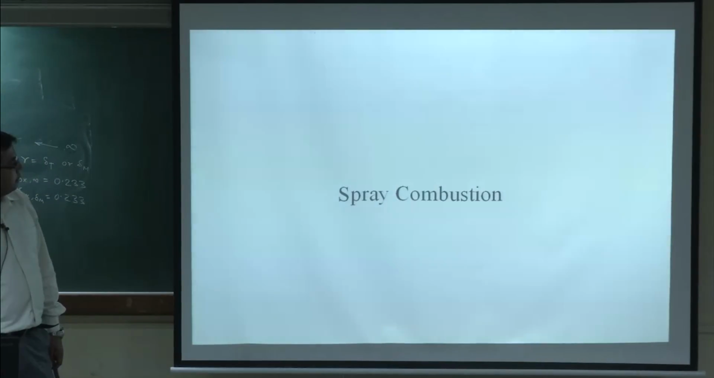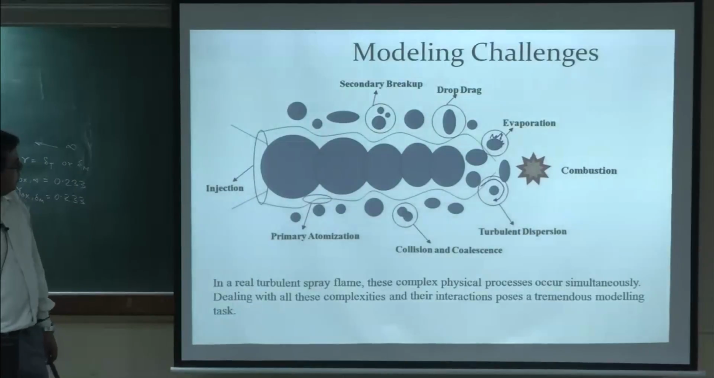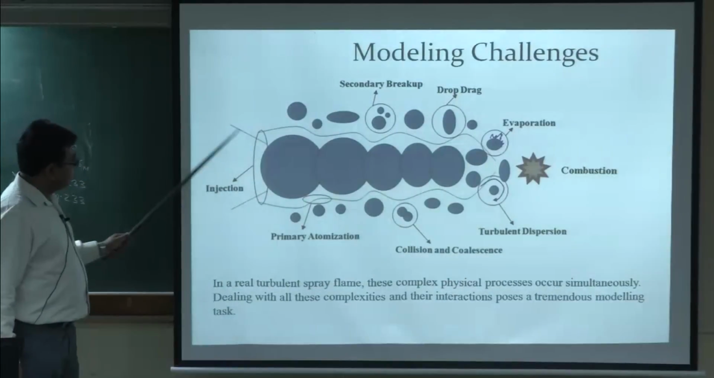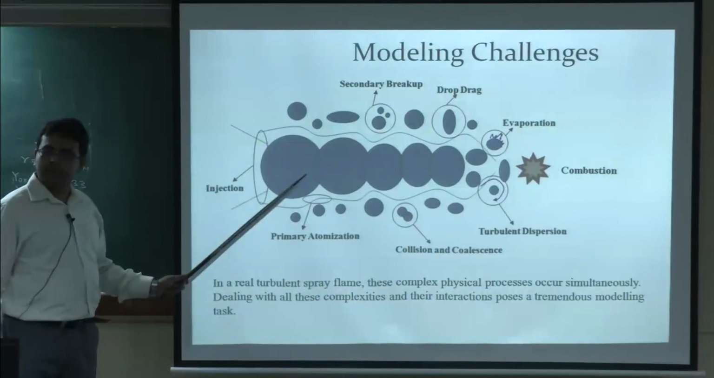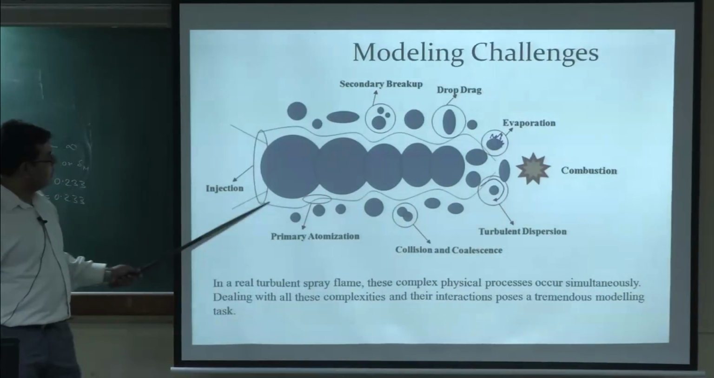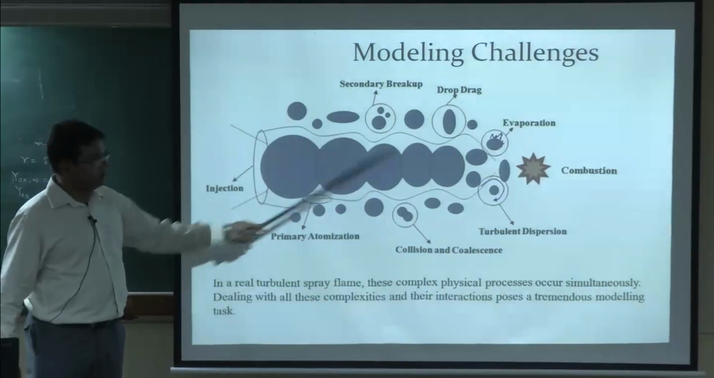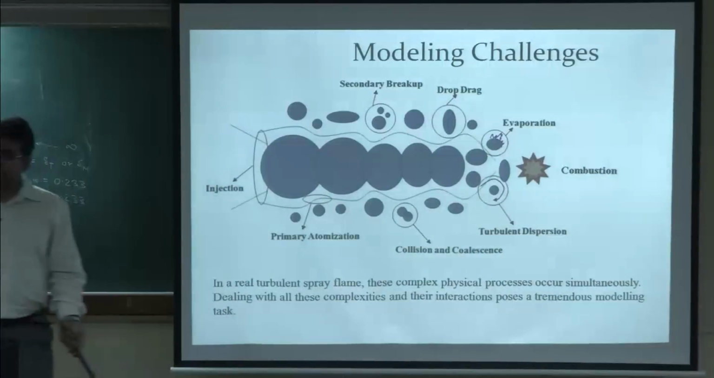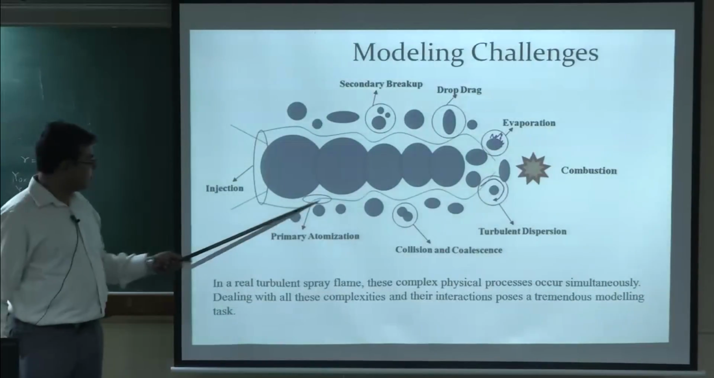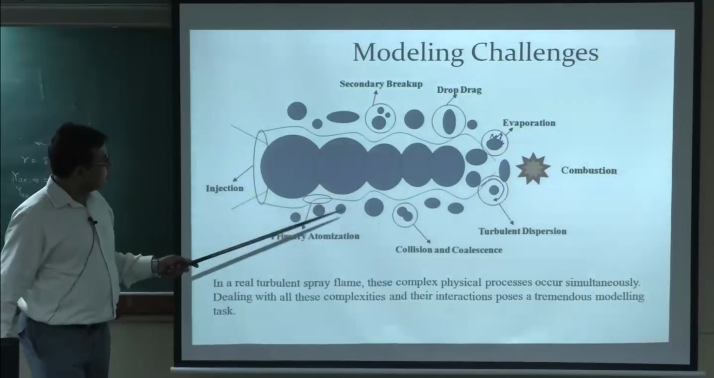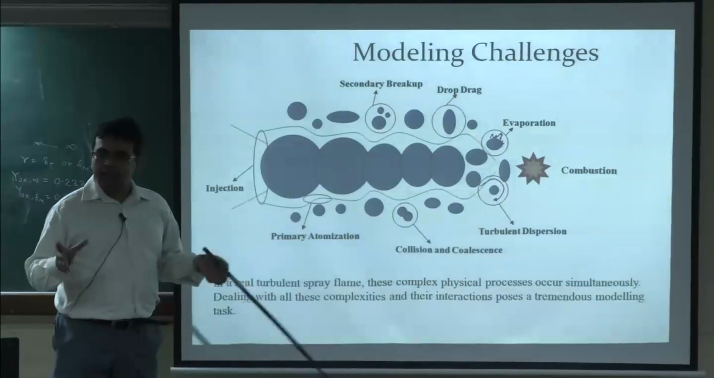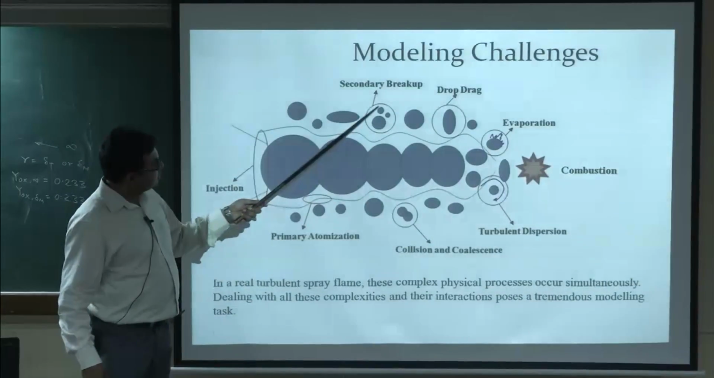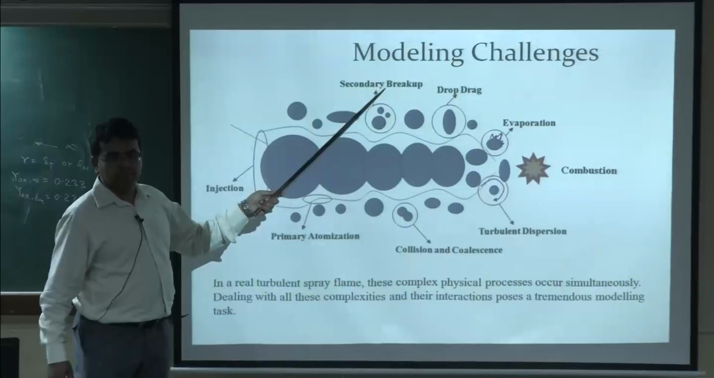Now I will go to spray combustion. Here we have a schematic diagram. We have an injector and we are injecting the liquid fuel, and here is a jet coming out. This jet forms ligaments and then the primary atomization takes place. It breaks up into small chunks of liquid, and that is the primary atomization. After that they are also subject to secondary breakup.